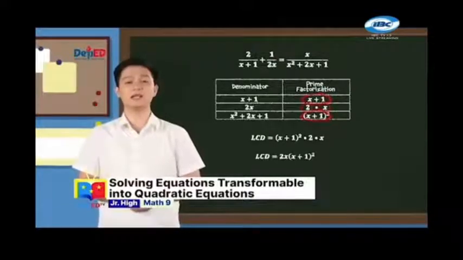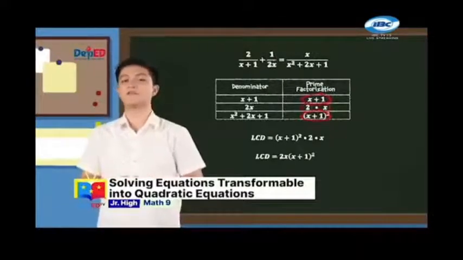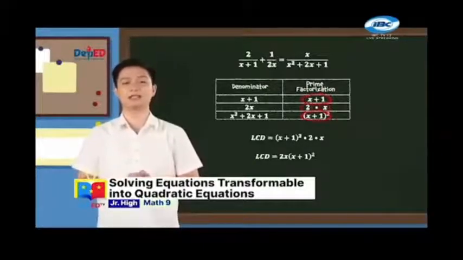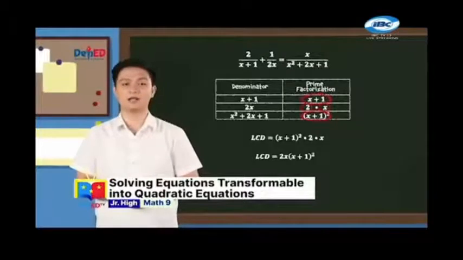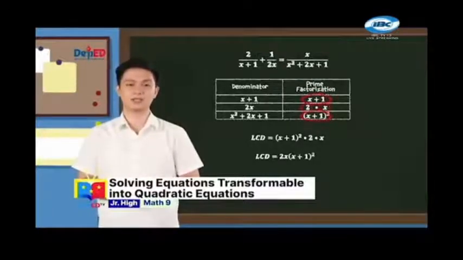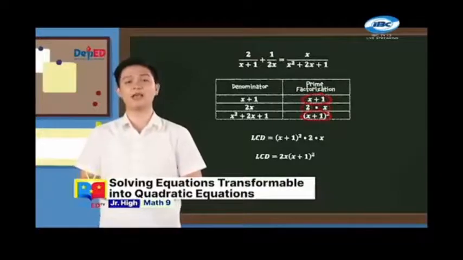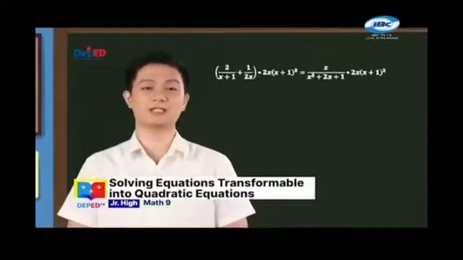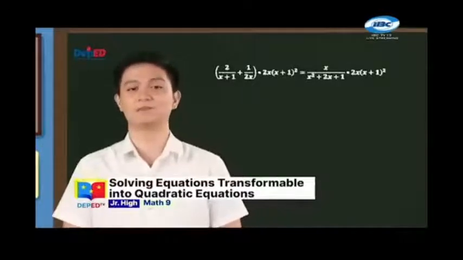The LCD may just be expressed in factored form, so it'll be easier to multiply by it later. Hence, the LCD of the expressions can be expressed as 2x multiplied by the square of the binomial x plus 1. Step 2, multiply both sides of the equation by the LCD.